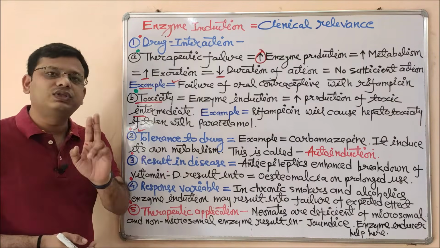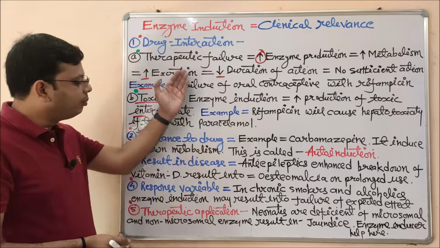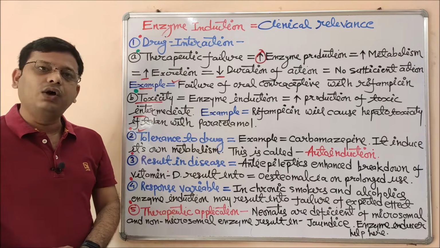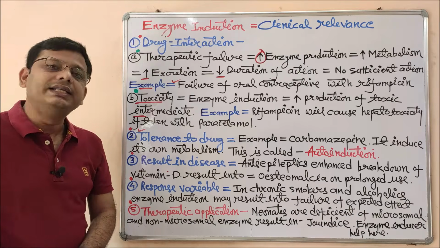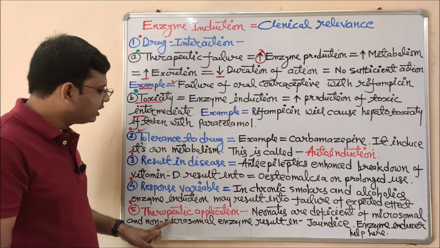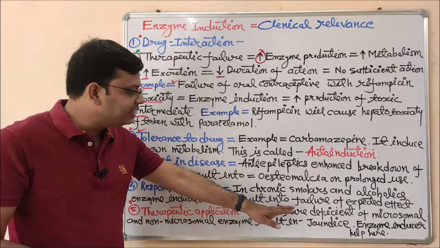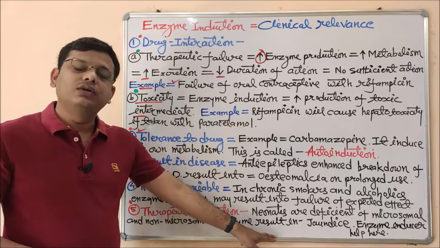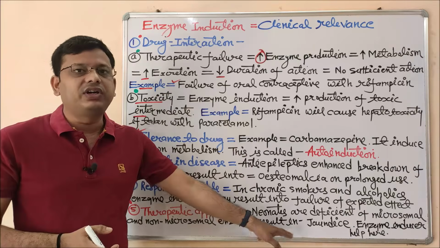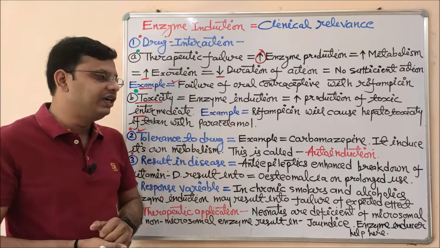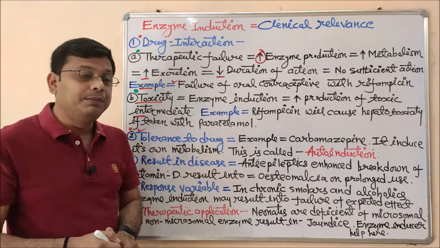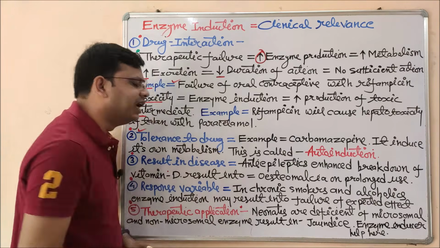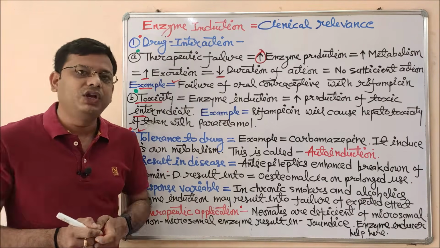Now at the last we have to see their importance. All these points are unwanted effects, but there is an important advantage of enzyme inducers also. This is the therapeutic application. Neonates are deficient in microsomal enzymes, and this inability results in jaundice, which can be treated with the help of an enzyme inducer. This is an important question which has been asked in the main examination. What is the meaning of that?